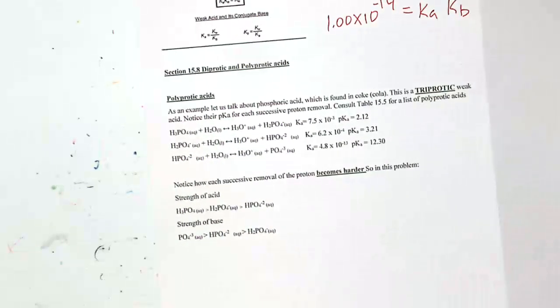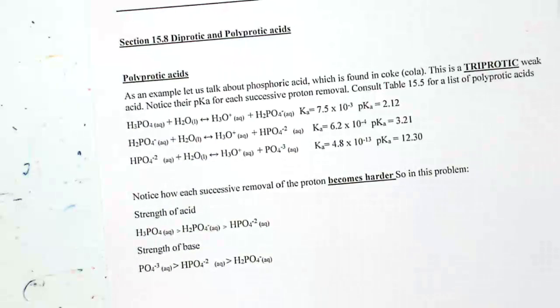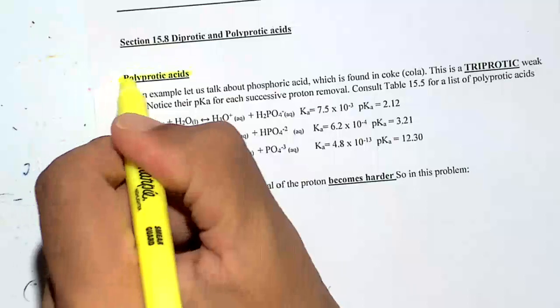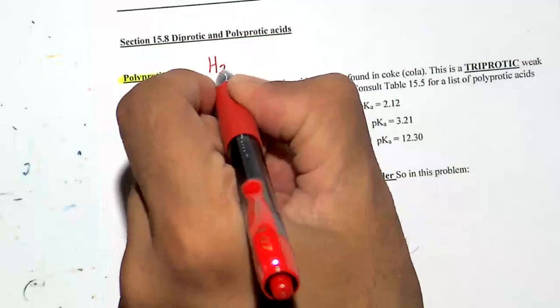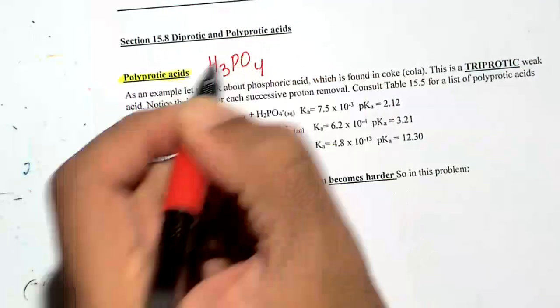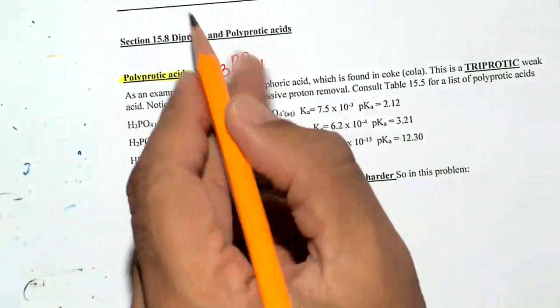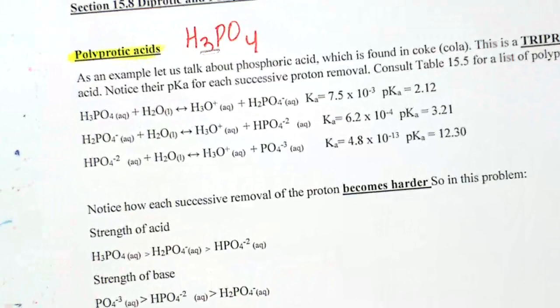All right, so the next topic here is polyprotic acids. This basically means some acids can give off more than one proton. Okay, can give off more than one proton. An example here is phosphoric acid. How many protons do you think phosphoric acid could potentially give off? How many? Okay, it can give off 3 H pluses.